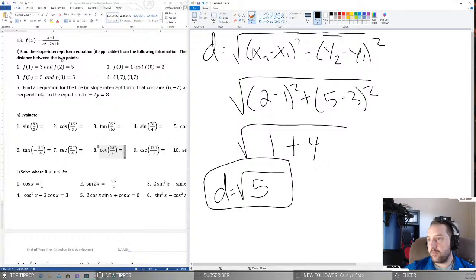So there's the slope-intercept form equation and the distance between the 2 points. Comments or questions on that?